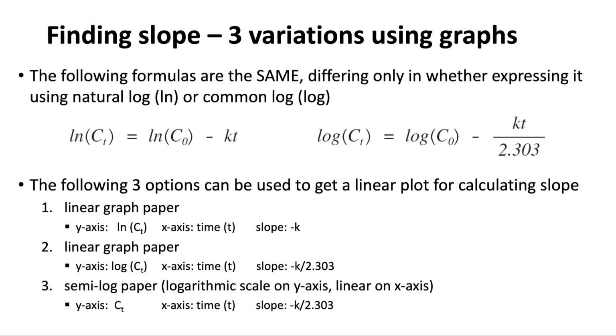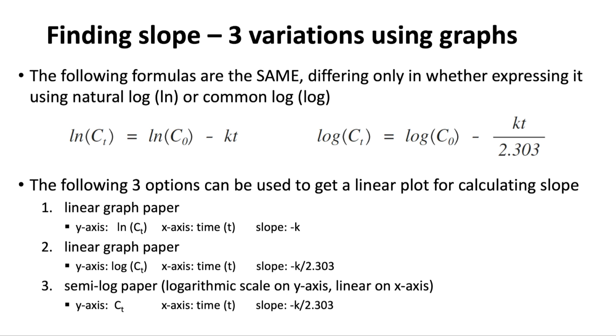But you can also rearrange that, and there are reasons to do so, where instead of using the natural log, let's use the log base 10. So without going through that whole derivation, I'll simply restate that formula using log base 10: the log base 10 of the CT is equal to the log base 10 of the C0, but now minus KT divided by 2.303. And that 2.303 is the conversion factor to go from natural log to log base 10.